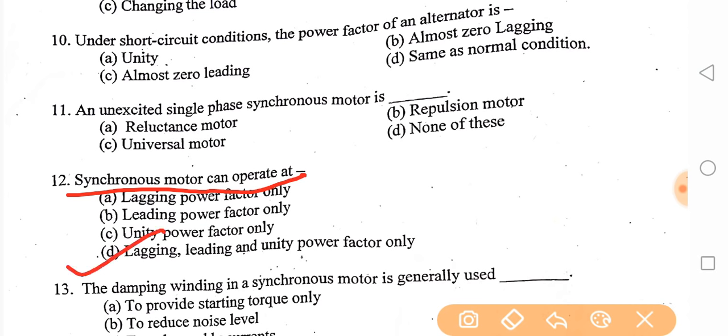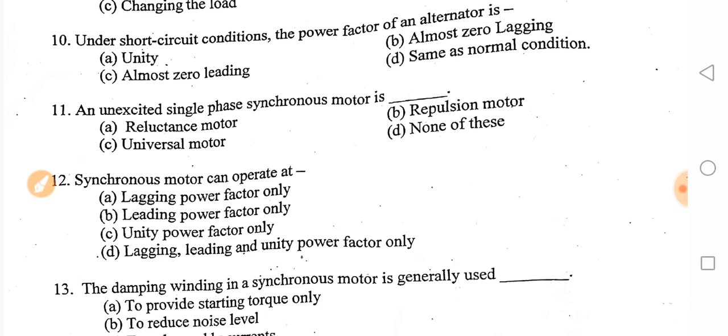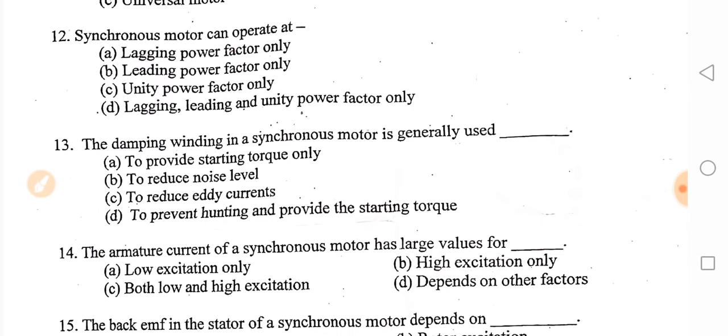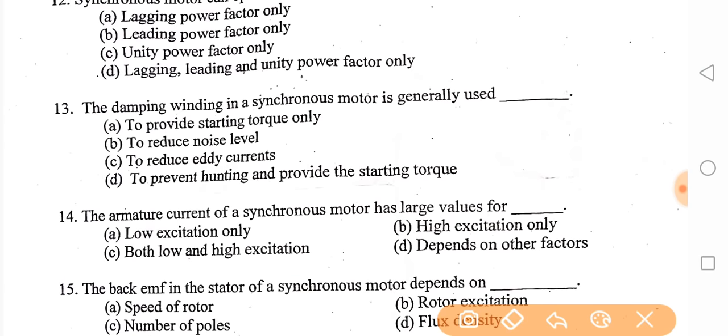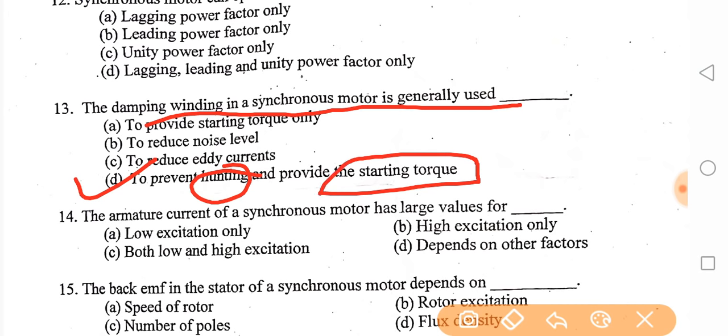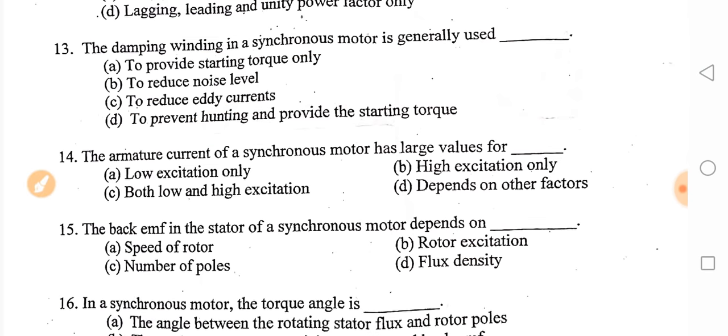If we talk about an induction motor, it only operates at what? Lagging power factor. So for a synchronous motor, lagging, leading, or unity power factor are all correct. Next, the damping winding in a synchronous motor is generally used. As we know, we use damping winding in a synchronous motor to prevent hunting and provide the starting torque. Damping winding also prevents hunting, provides starting torque to the motor, and also suppresses negative sequence current. So the correct answer is D.